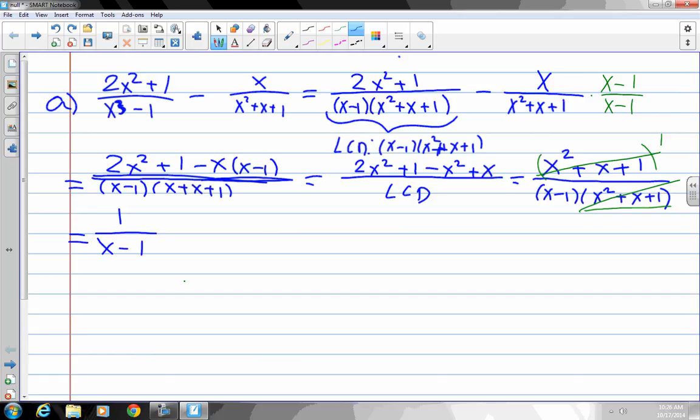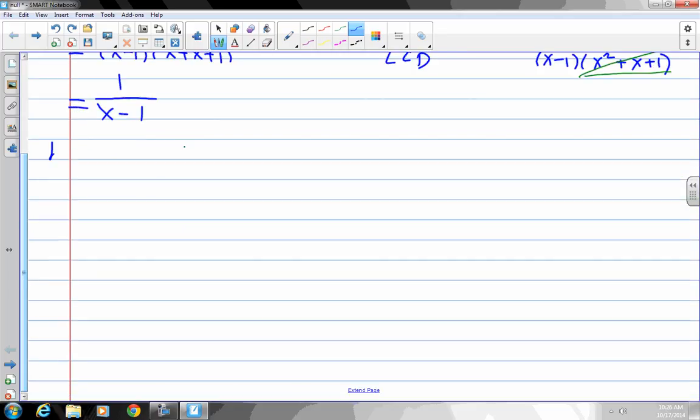I can always cross out the same factors. Since x squared plus x plus 1 is a factor of the denominator, and that's a factor of the numerator, I can kill that entire term. How's that? Is that good? Well, the next one, if that's not so good, the next one might make it a little better. It's a very similar thing.